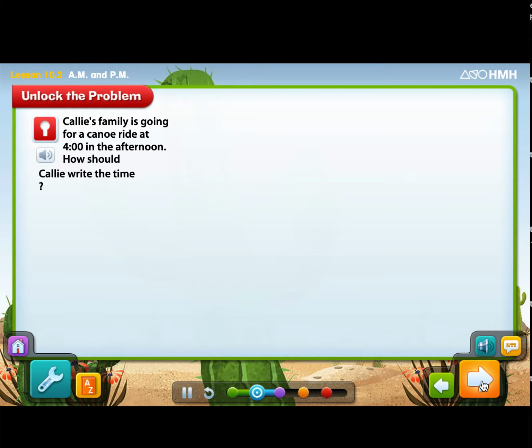Here's a problem about time. This says, Callie's family is going for a canoe ride at 4 o'clock in the afternoon. How should Callie write down the time? What are you trying to find? How Callie should write the time.